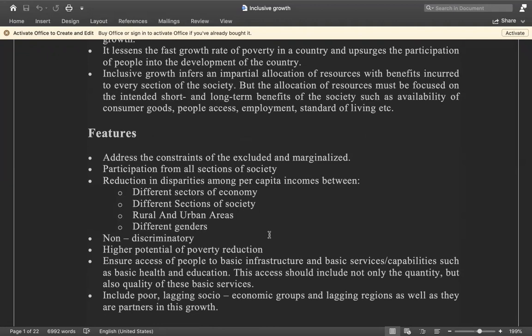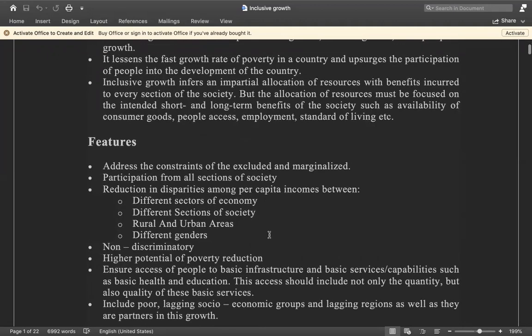Number three, reduction in disparities among per capita income between different sections of the society or economy, rural and urban areas, different genders. Now you see different sections of economy. In economy, lot many sections are there. Agriculture sector, industrial sector and tertiary sector. There is a vast gap between the per capita income of tertiary sector, agriculture sector, industrial sector. Tertiary sector and the industry sector are dominating. They are getting more share from the income. But agriculture sector still is dragging behind. So that's why we need to give emphasis for the development of agriculture sector.